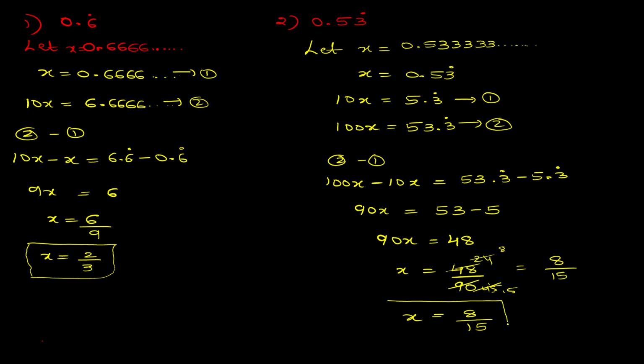Now again if I put 8 over 15 in the calculator, I need to get 0.533333. So this is how you are going to convert any recurring decimal into fractions. Let's say another example.